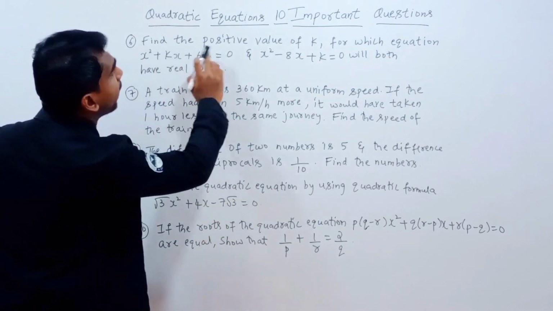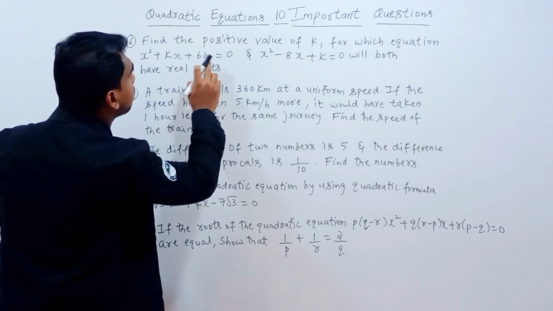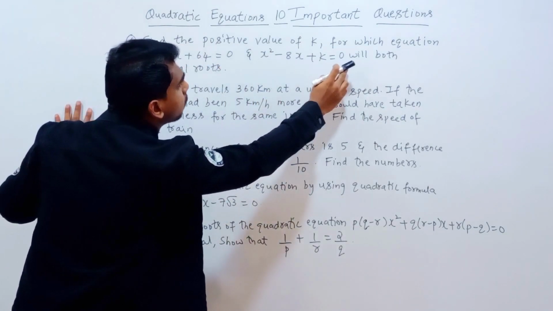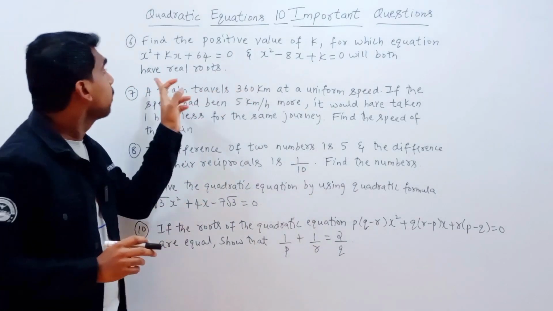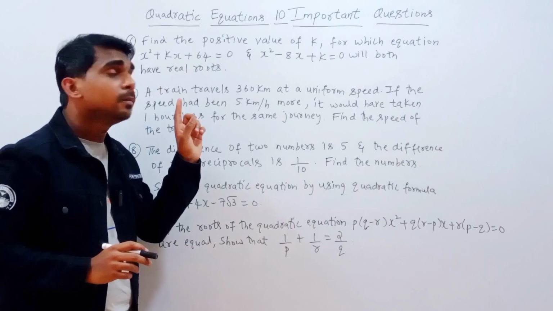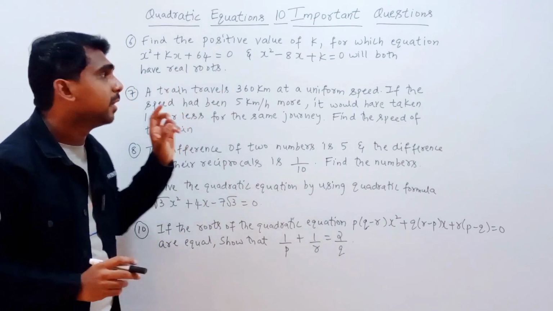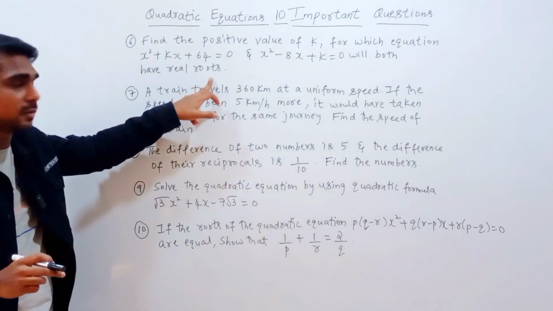Sixth question. Find the positive value of k for which x square plus kx plus 64 is equal to 0 and x square minus 8x plus k is equal to 0 will both have real roots. Here they have given both have real roots, means b square minus 4ac is greater than or equal to 0. If you apply that, we can find the value of k. This question is asked for 3 marks.